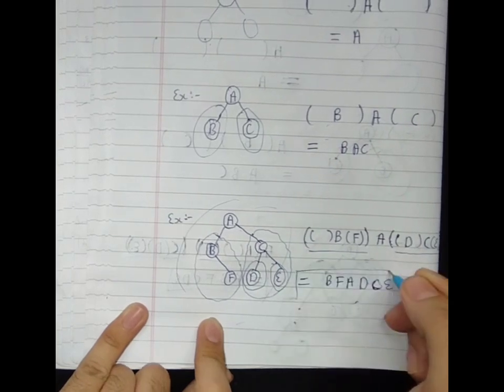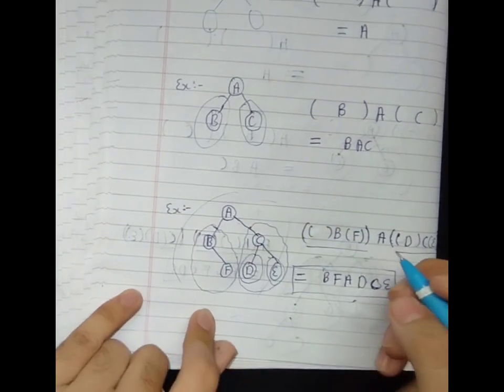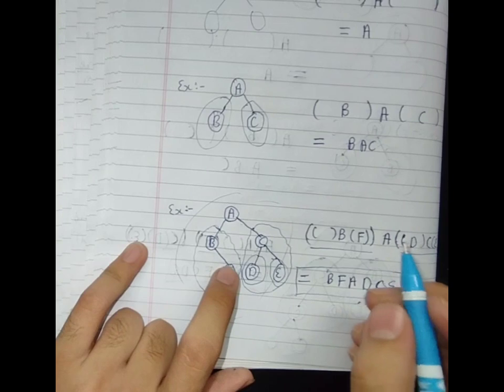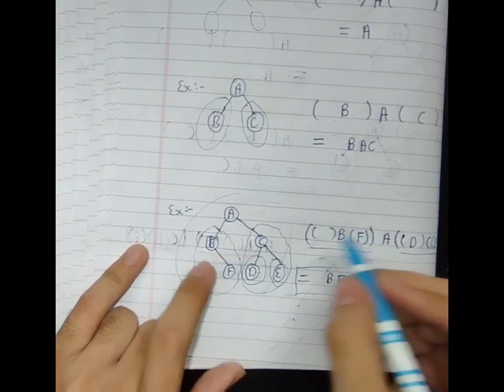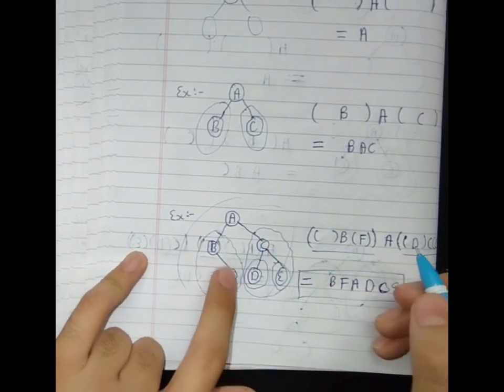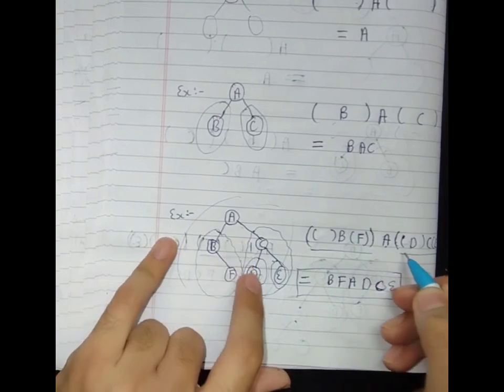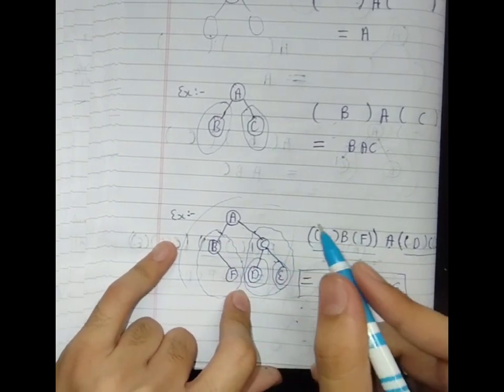This is the in order traversal of this whole tree. Again, we first wrote down the in order traversal of the left branch, then we wrote the root node, then we wrote the in order traversal of the right branch.